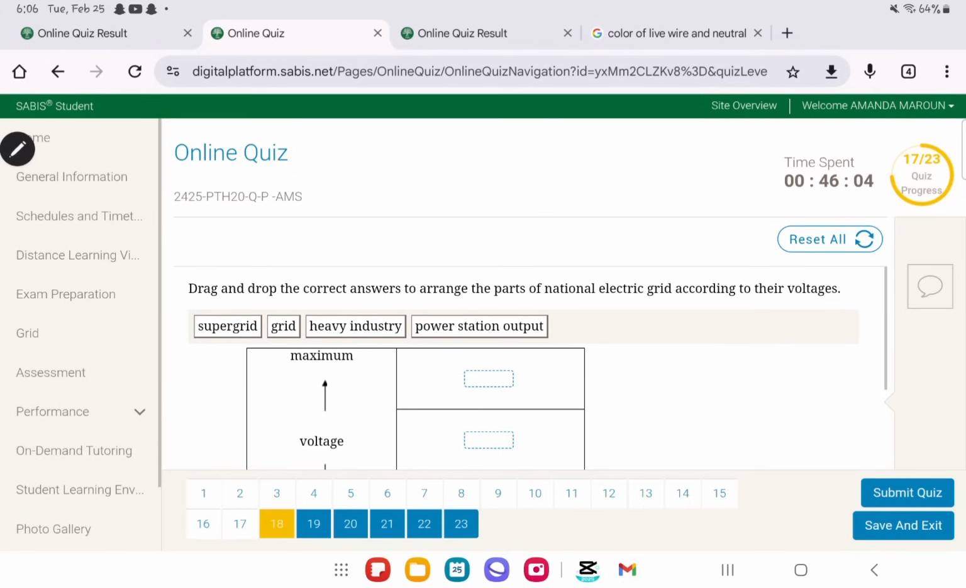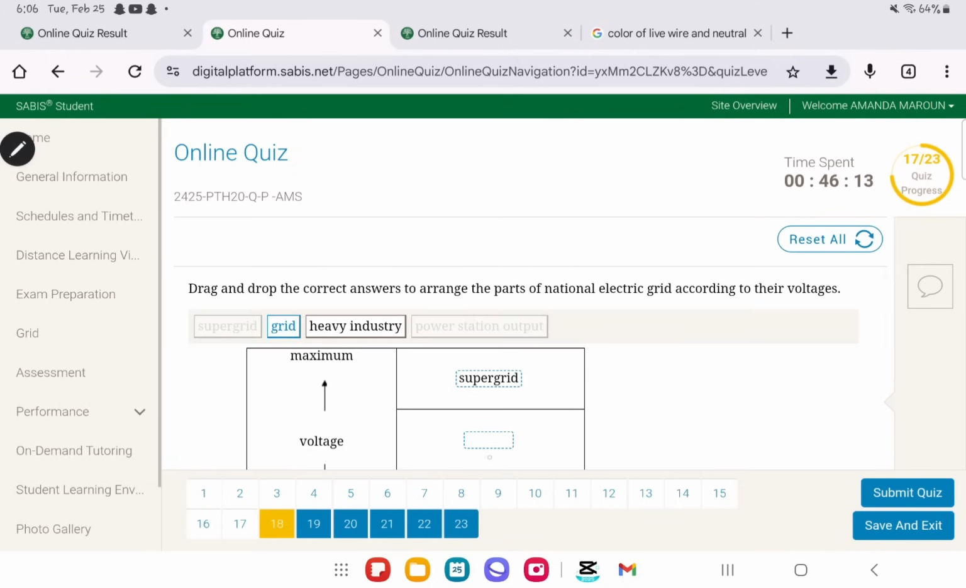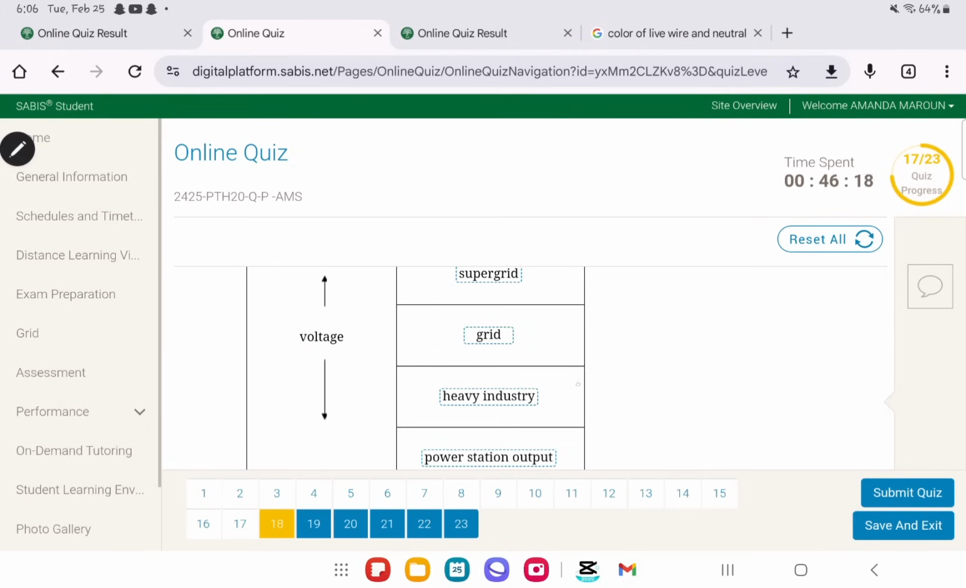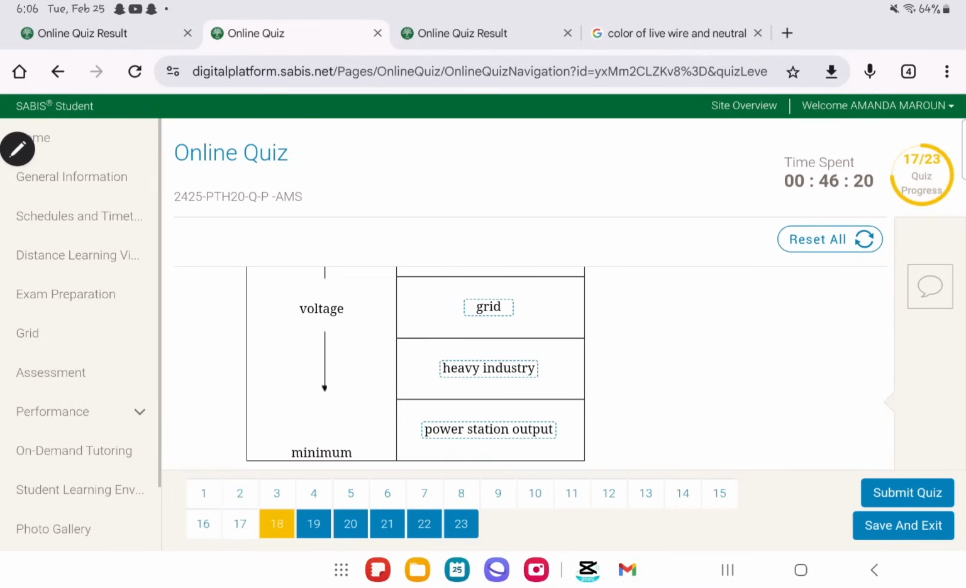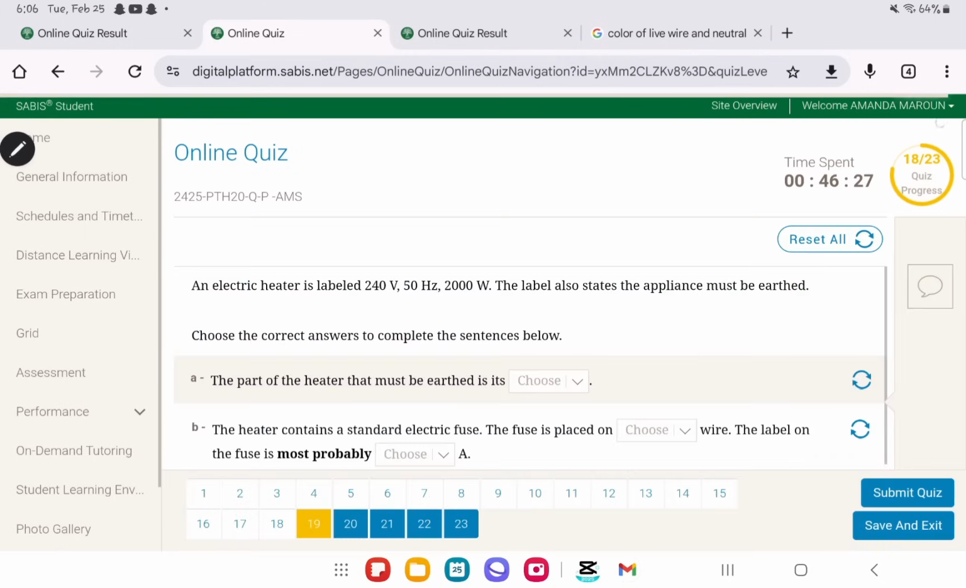Here you just need to memorize that the maximum voltage you could have is a supergrid. The minimum or lowest voltage you could have is a power station. Then after supergrid you have a grid, and then after the grid you have heavy industry. So remember, from least voltage to highest voltage is power station output, heavy industry, grid, and supergrid. We move on to question number 19.